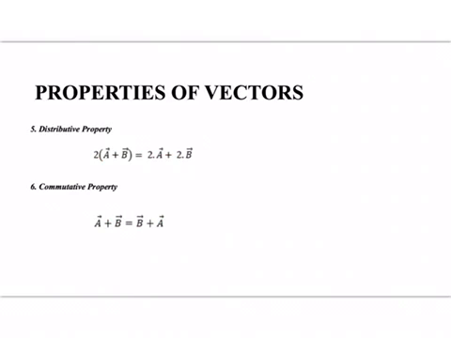Distributive property: 2 times (A plus B) is equal to 2A plus 2B. It has the commutative property: A plus B is also equal to B plus A.